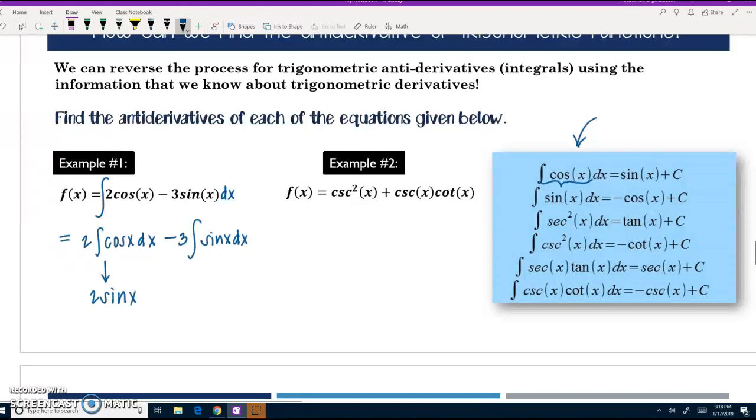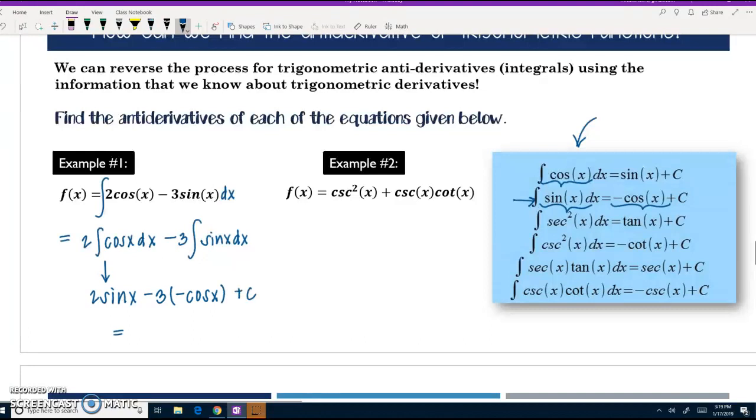Then if I go backwards, if I'm integrating sine, I'm going to end up with negative cosine. And the reason that I end up with a negative is that the derivative of cosine is negative sine. So if I start off with a positive sine, I must have started with a negative cosine in the derivative operation. So this is going to become minus 3 times this guy is going to be a negative cosine. And then I've got the plus C.